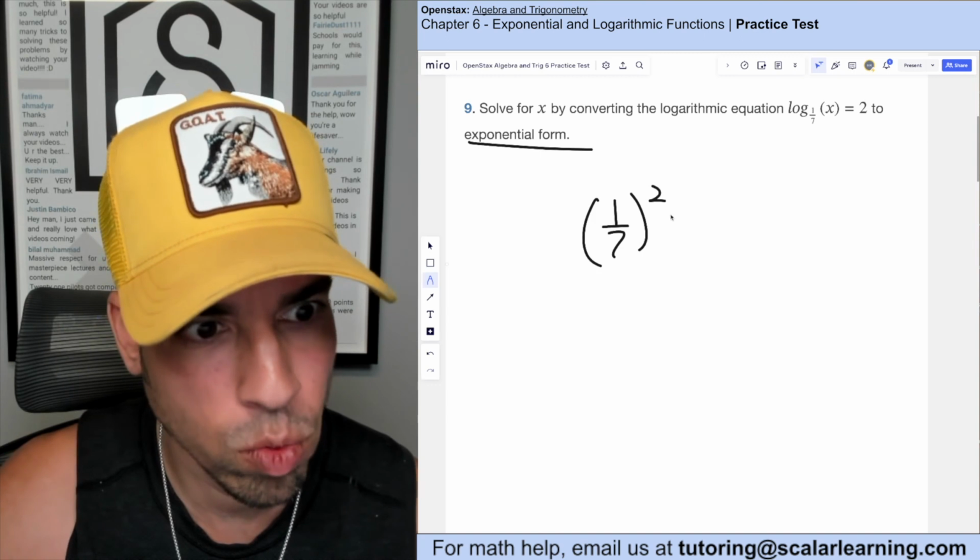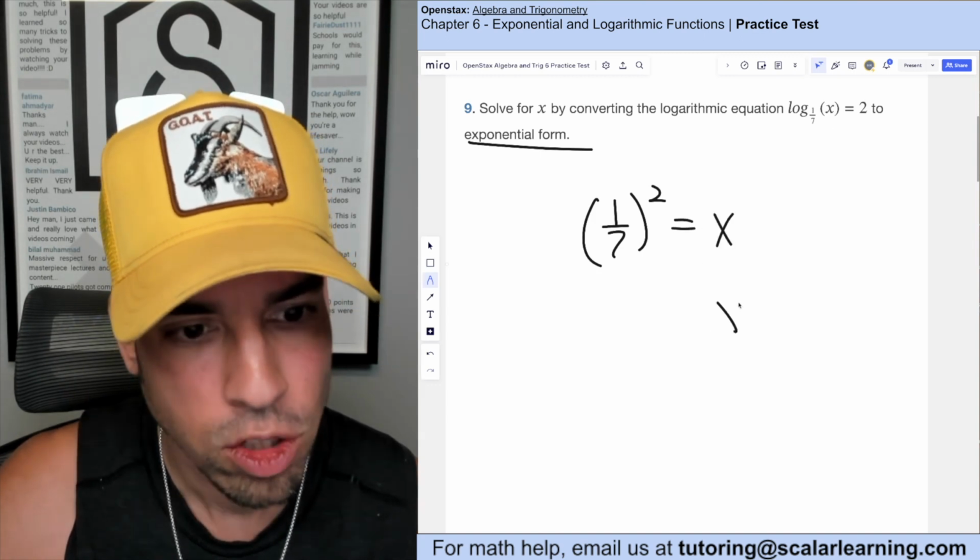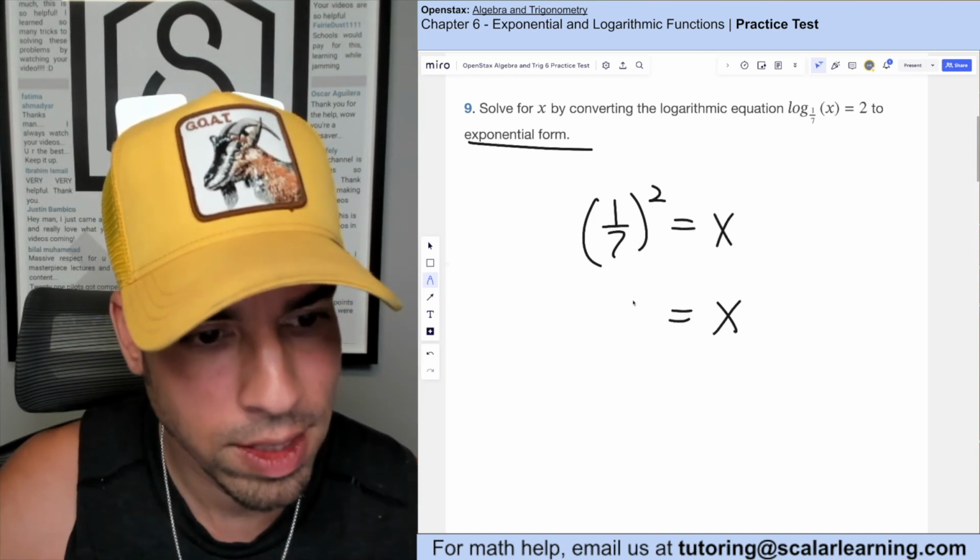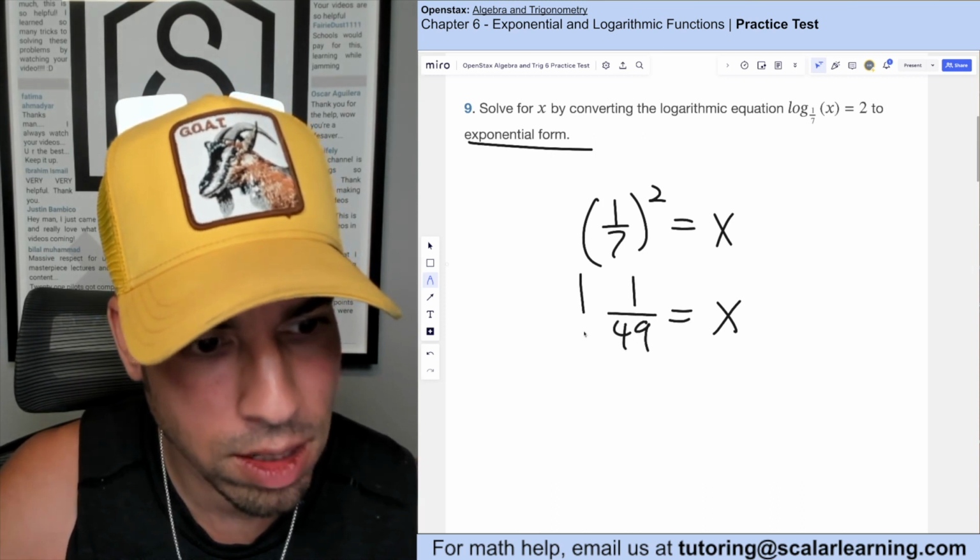So it's 1/7 squared equals that argument, which is x. So what is 1/7 squared? That's 1/7 times 1/7, which is 1 over 49. That's how you do it.